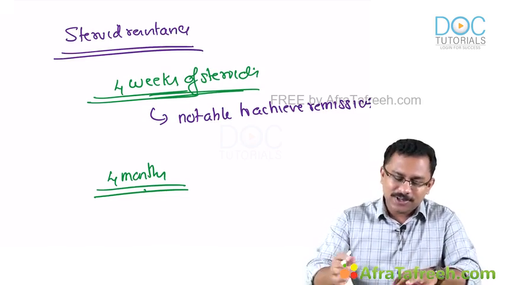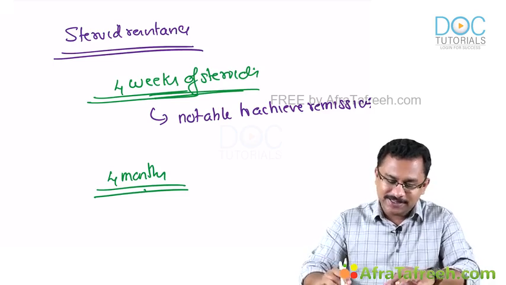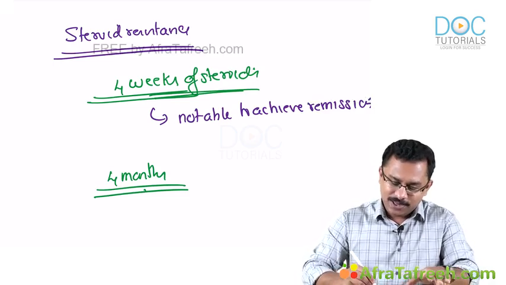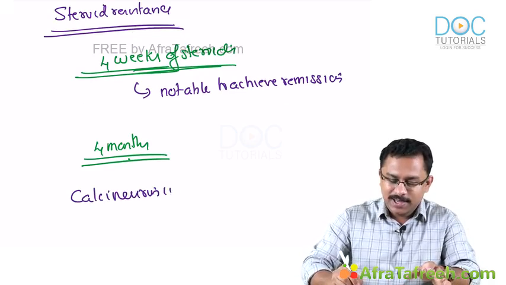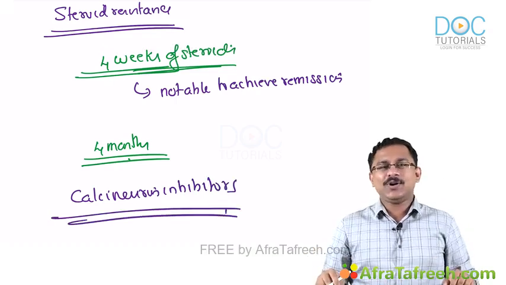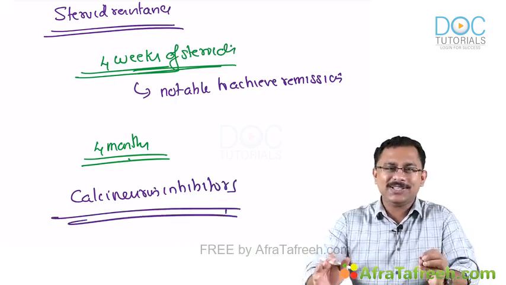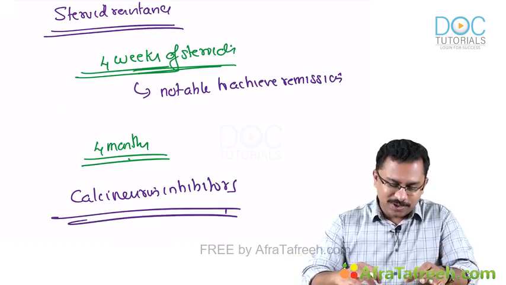And in steroid resistance, again you can go for calcineurin inhibitors. Steroid resistance also, you can go for calcineurin inhibitors. You are clear? So I will just show you a flow chart.